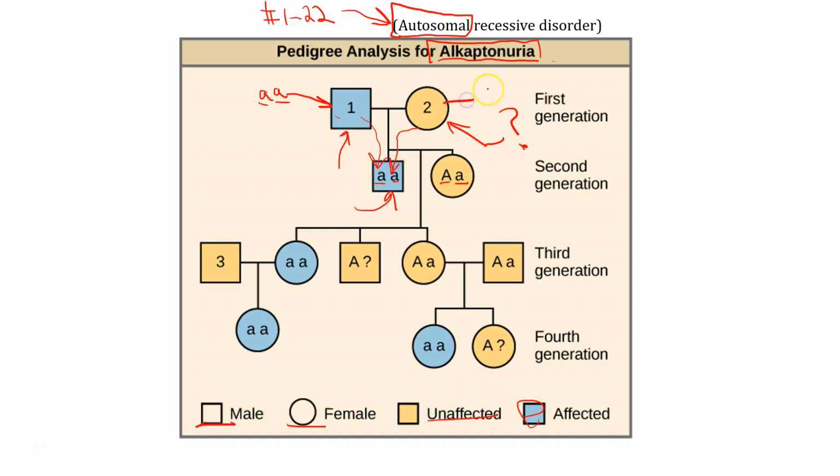So we know that mom in the first generation is heterozygous. She has one dominant allele and one recessive allele for this disorder.